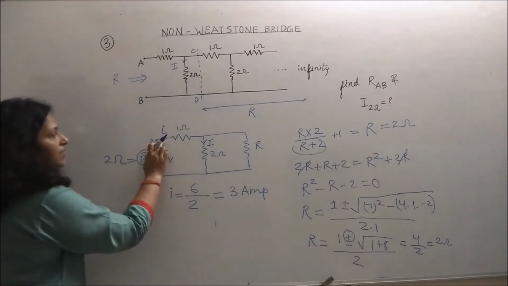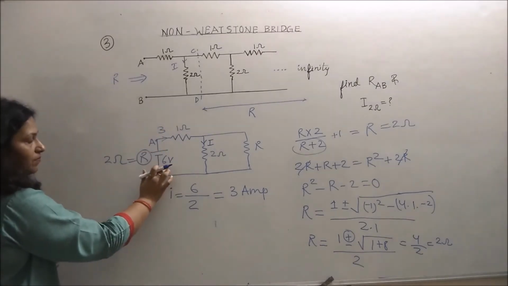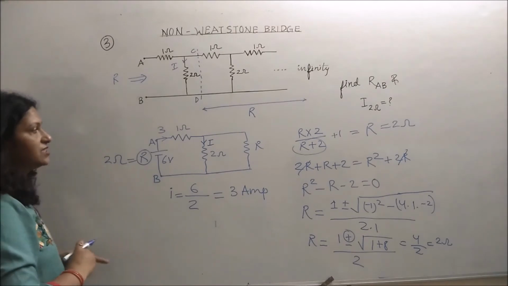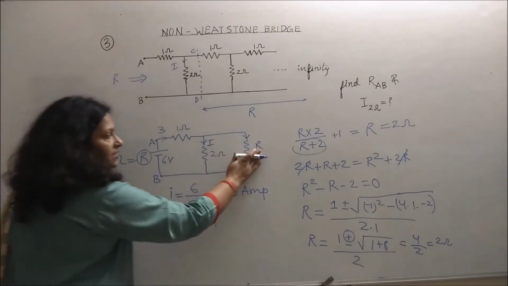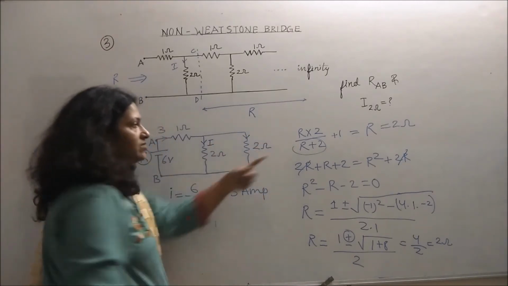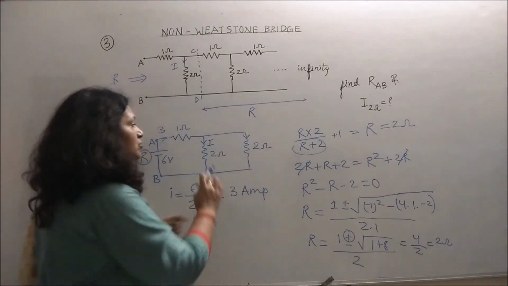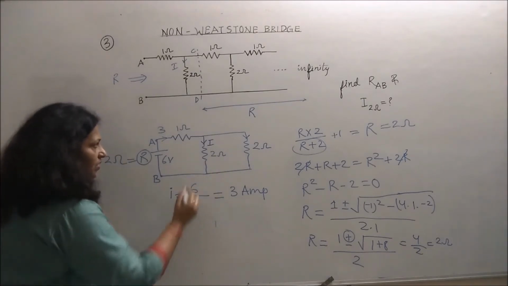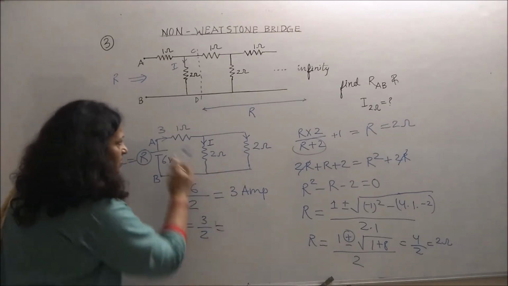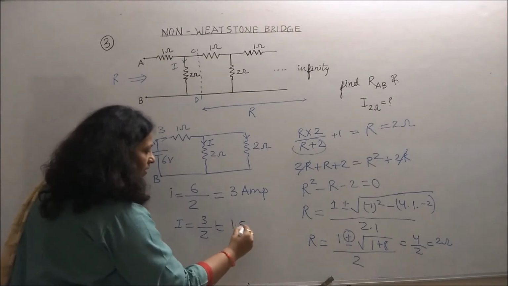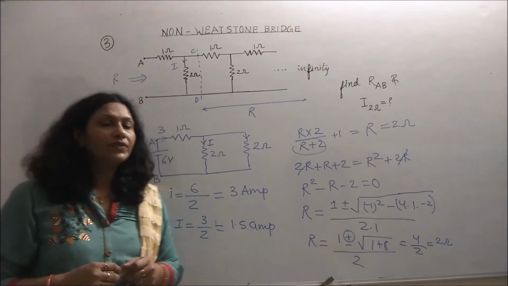So the 3 ampere current will originate from this battery because of the battery voltage and the resistance. Now it will distribute in two parts, and since this R is again 2 ohm, as we have calculated from this point to infinity, this R is again the same. So it will divide into two parts. So the current I is nothing but half of 3 ampere, so it will become 1.5 ampere. In this way, you can find the value of the equivalent resistance.